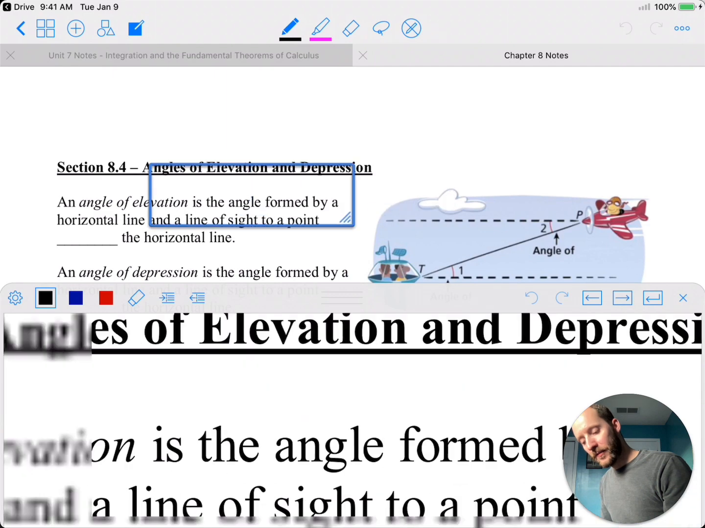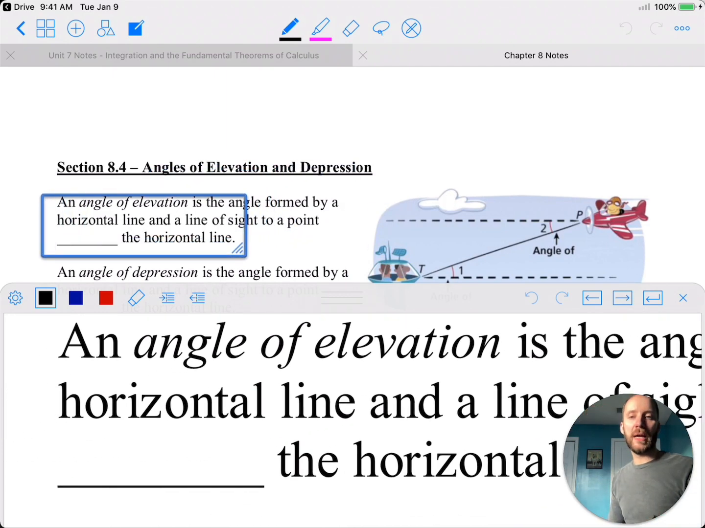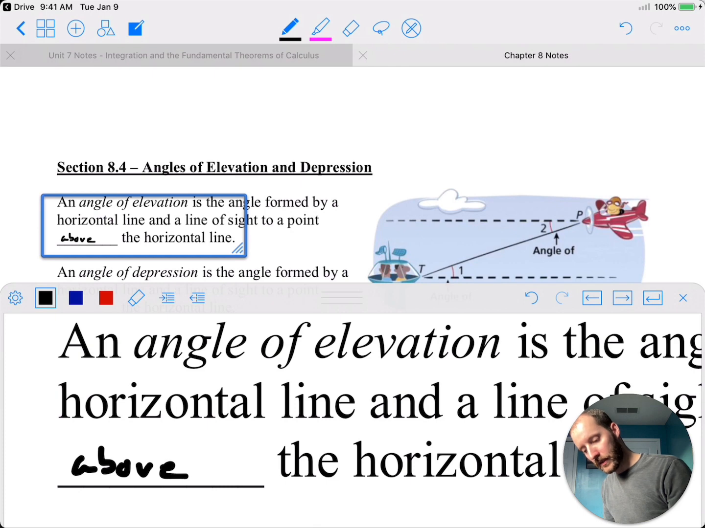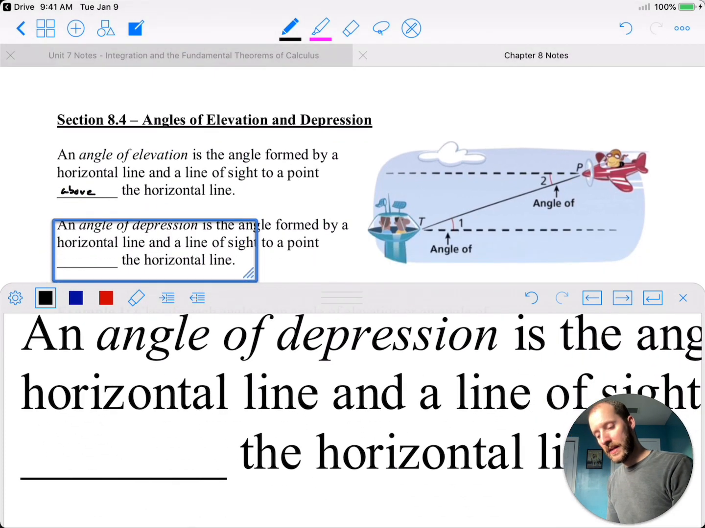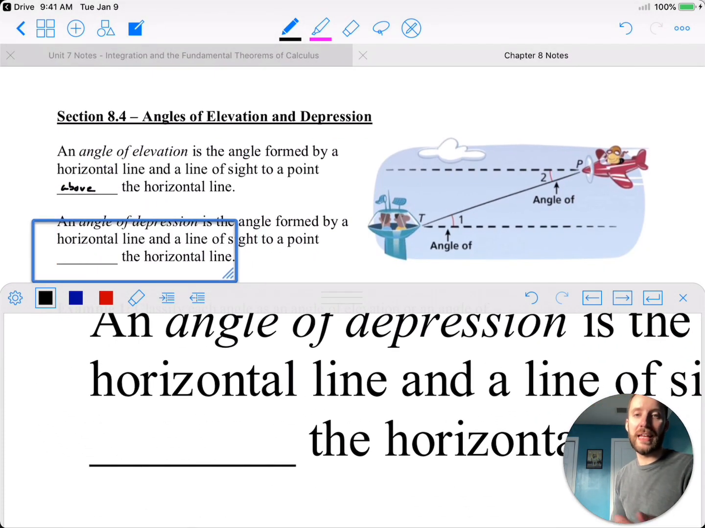An angle of elevation is the angle formed by a horizontal line and a line of sight to a point above the horizontal line. An angle of depression is an angle formed by a horizontal line and a line of sight to a point below the horizontal line.